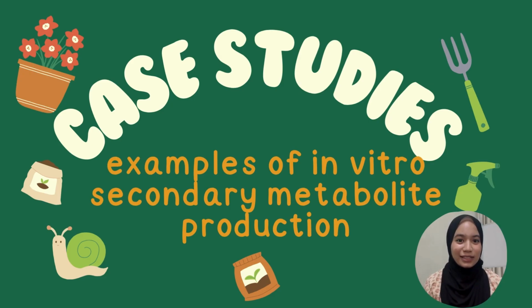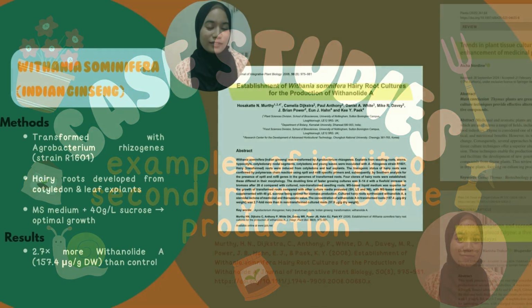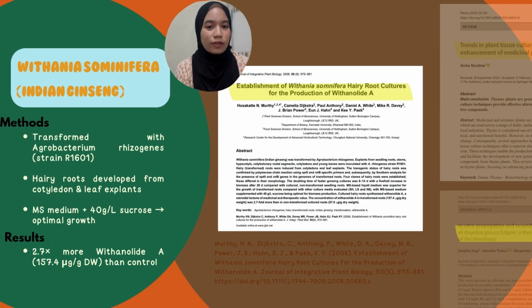Now, I, Alysa, will be presenting the case studies, which are examples of successful in vitro secondary metabolite production. Let's look at the first example, which is Withania somnifera, or Indian ginseng. In this, hairy root cultures were successfully induced using Agrobacterium rhizogenes. The transformed roots grew rapidly in MS medium supplemented with 40 grams per liter sucrose. Importantly, they produced up to 2.7 times more withanolide compared to the non-transformed roots. This highlights the effectiveness of this.